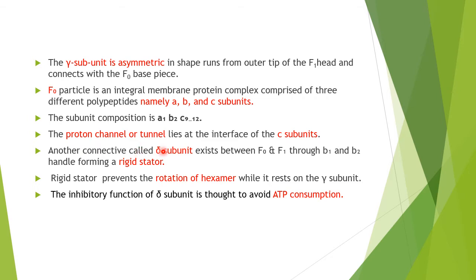Another connective called the delta subunit exists between F0 and F1 through the B1 and B2 handle, forming a rigid stator. The rigid stator prevents the rotation of the hexamer. I said F0 is rotating, but F1 is stationary. That is being prevented by this rigid stator, which rests on the central gamma subunit. The inhibitory function of the delta subunit is thought to avoid ATP consumption, because like other enzymes, ATP synthase can also work in the reverse direction. It is responsible for the synthesis of ATP, but it can also act as an ATPase, and that time it will result in the hydrolysis of ATP.